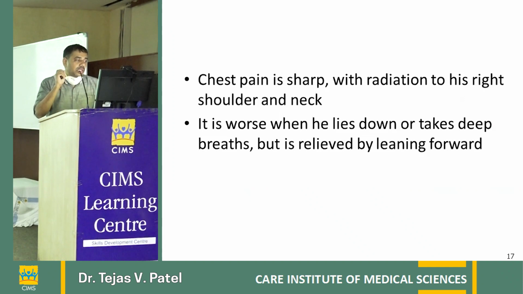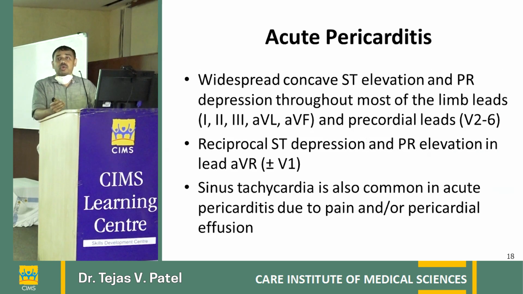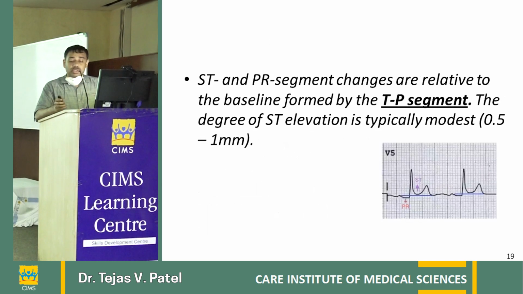Always ask for one more thing: whether the pain is sharp, radiating to the right shoulder and neck or not. Okay, and whether the pain is worsening on lying down or taking a deep breath or not, and is relieving on leaning forward. That is a typical feature of acute pericarditis, and that can happen post pneumonia or even along with the pneumonia as well. And this is a typical ECG finding of ST elevation with the concavity upward in the ECG. That is a typical finding of acute pericarditis.